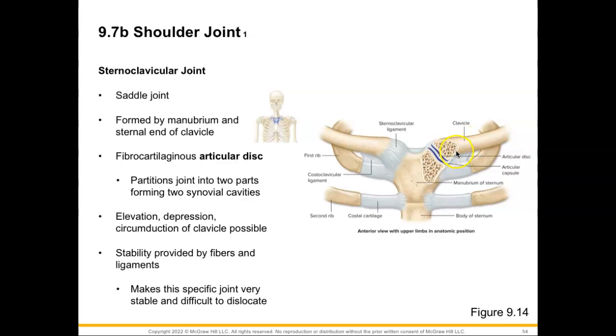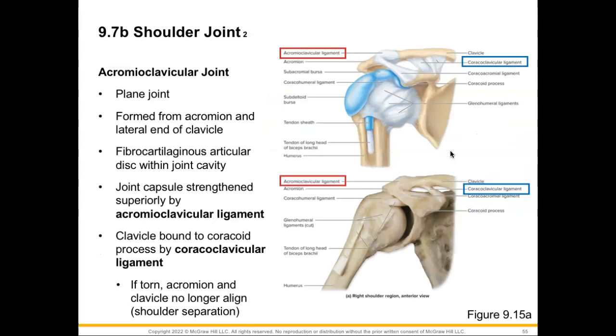The stability is provided by fibers and ligaments here, and this makes the specific joint very stable and difficult to dislocate. Now, if we look in the shoulder more, we can see our acromioclavicular joint. This is an illustration, whereas this is a cadaveric view over here where we see the ligament over the actual joint. And this is a plane joint.